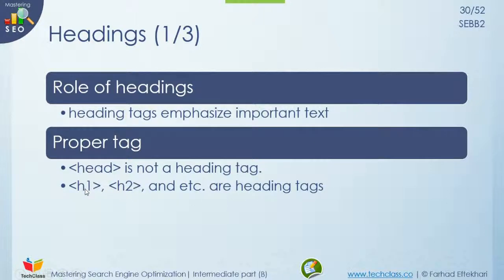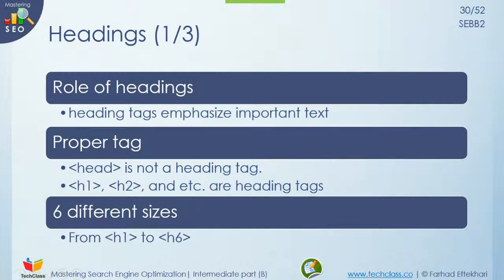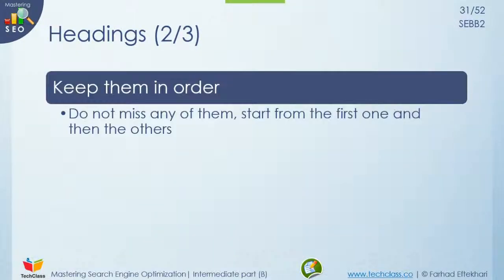So H1 is the biggest heading tag, and after that, if you have another heading as a title, then we can use H2 and so on. And there are 6 different sizes, starting from H1 to H6. Try to keep them in order, so every time you're using them, make sure you start with 1 and then 2, 3, 4, 5, 6. Don't miss any of them. If you have 1 and then the next one is 3 and then the other one 2, it doesn't make sense.